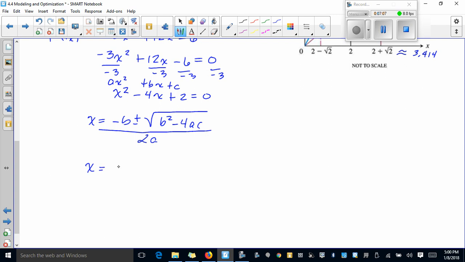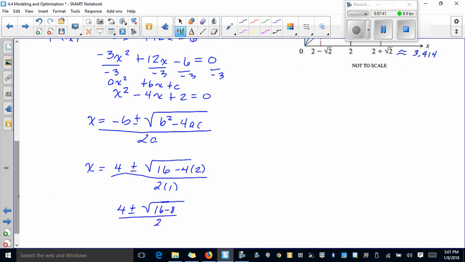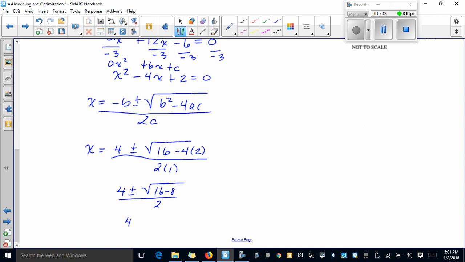2 times 1. So we get 4 plus or minus the square root of 16 minus 8 all over 2, which gives us 4 plus or minus the square root of 8 over 2. We're going to bring this guy up over here now. The square root of 8 is the square root of 4 times the square root of 2, so we can bring the 4 out. So I get 4 plus or minus 2 square root of 2 all over 2.